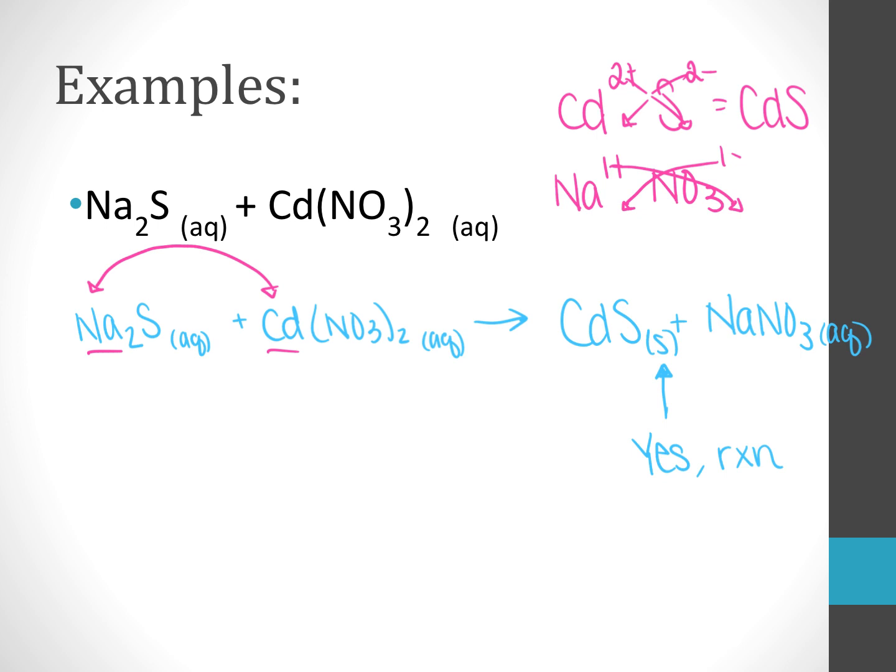What's our final step? Let's balance it. I would start with the nitrate because it's the hardest one. How many nitrates are on the left side? 2. So what should we put over here? 2. I'm going to put a 2 in. And that now gives us how many sodiums? 2. And how many are on the left side? 2. How many sulfurs? 1. And how many sulfurs? 1. Good. How many cadmiums? 1. And how many cadmiums? 1. Good. Are we balanced? Yes. Good.